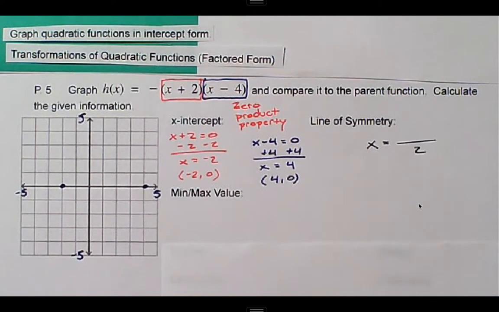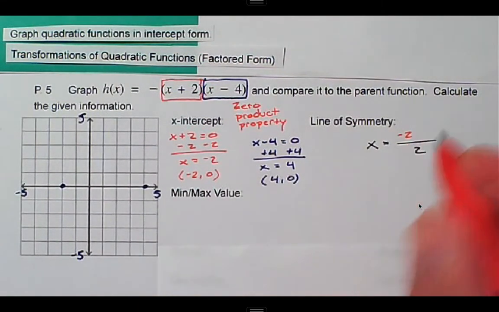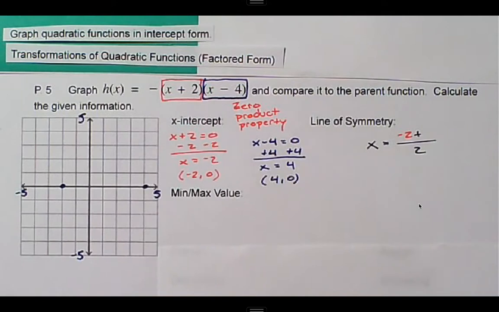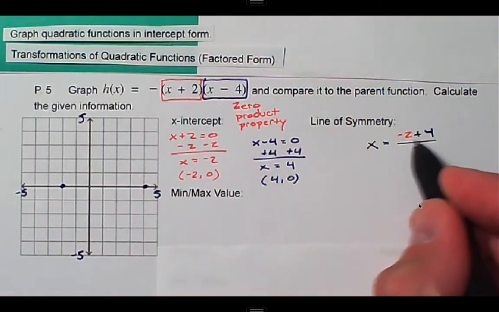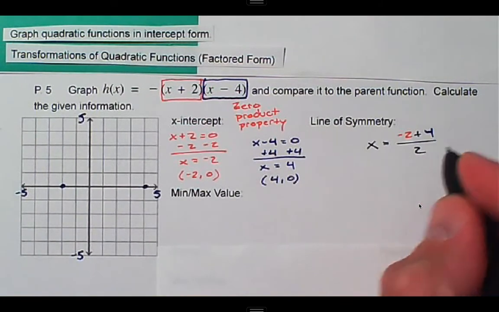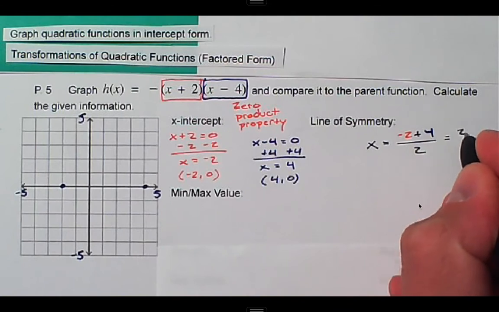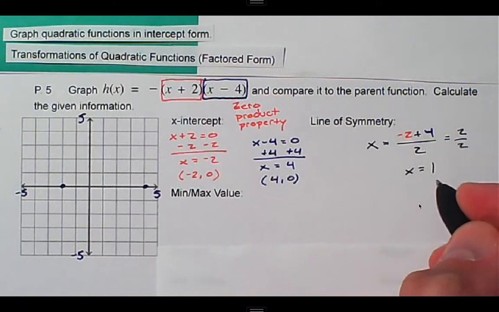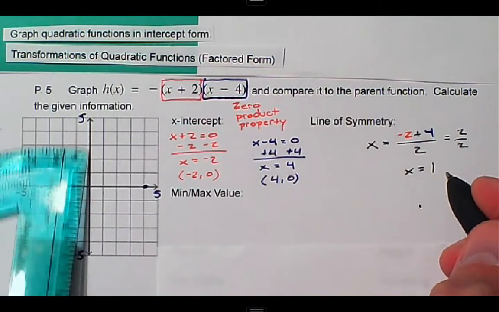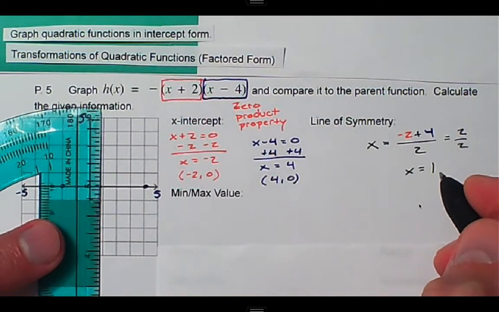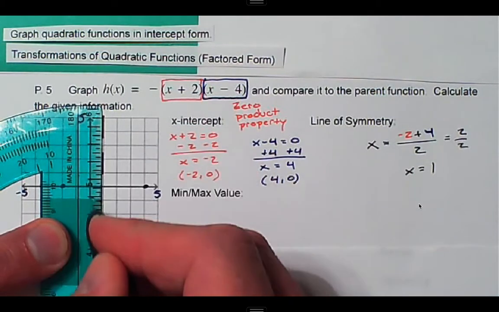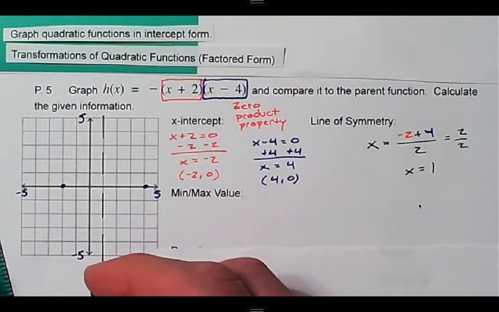And in this case, we have negative 2. And we know whenever we calculate average, we're adding them together. So negative 2 plus 4 should be positive 2 divided by 2. So in this case, our line of symmetry is at x equals 1. So I'm going to graph my line of symmetry at x equals 1, which is right here. So we draw a vertical line at x equals 1.